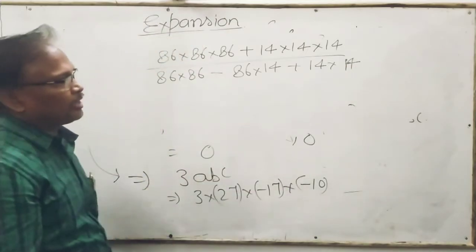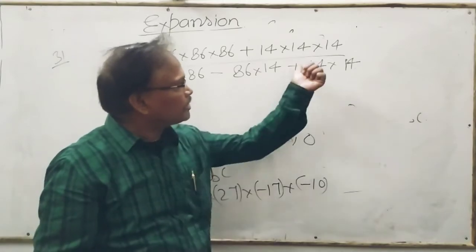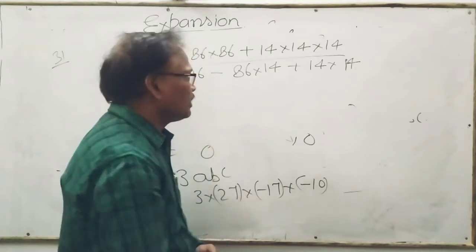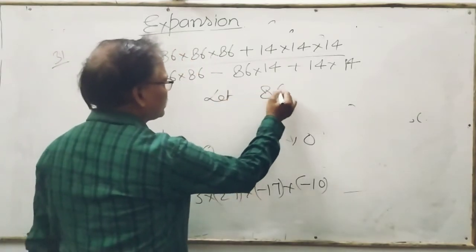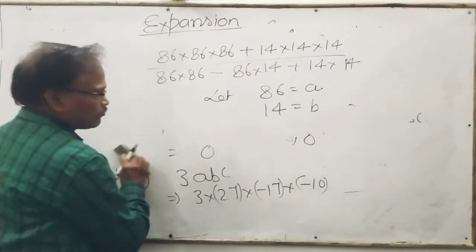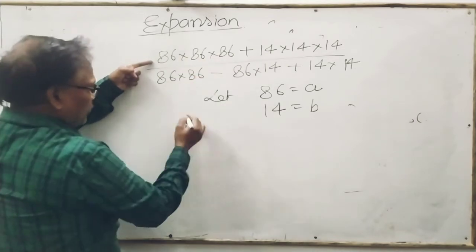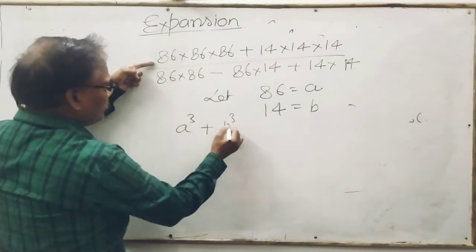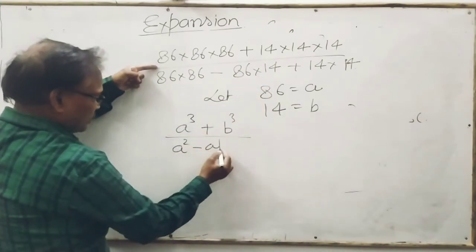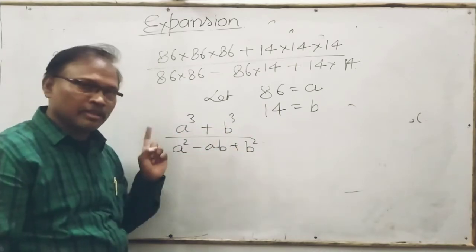You can guess. Just now I told you, in the first example, you can guess which formula you can apply, which identity. If you let 86 is equal to A and 14 is equal to B, then what will you get? A into A into A means A cube, B cube, A into A, that is A square, A into B minus AB and plus B square. Can you guess which formula is there?